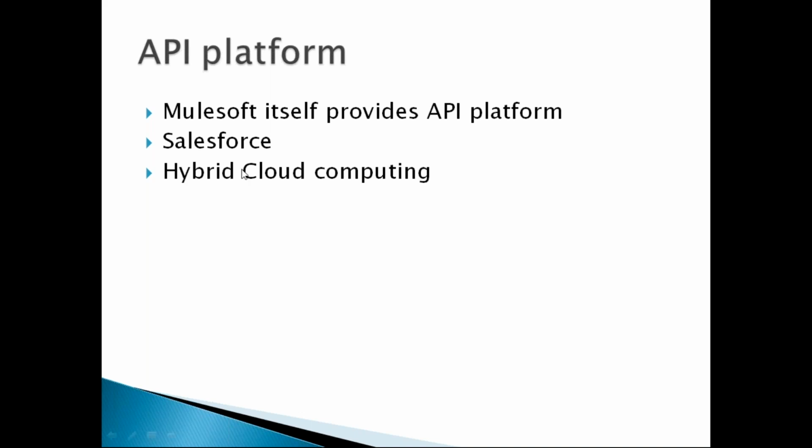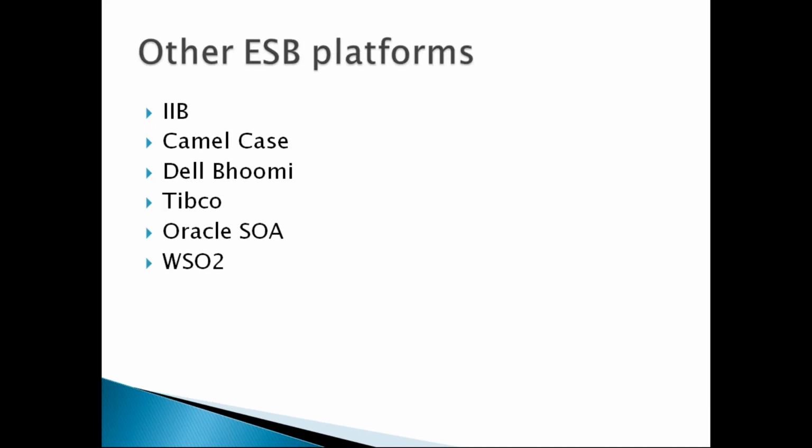So the first point is that Mulesoft itself provides the API platform. This is the main reason why we are choosing Mulesoft technology. Let us move to the other platforms. Let us assume that IIB is not providing the API platform for us. In order to develop an API, we need an API platform, so we need to purchase the API platform from third parties, or else give a contract to third parties to develop the API platform in order to develop the application in the IIB platform. So this will cost us so much.